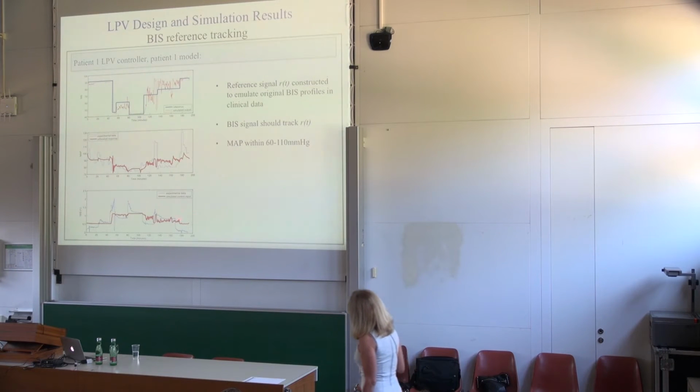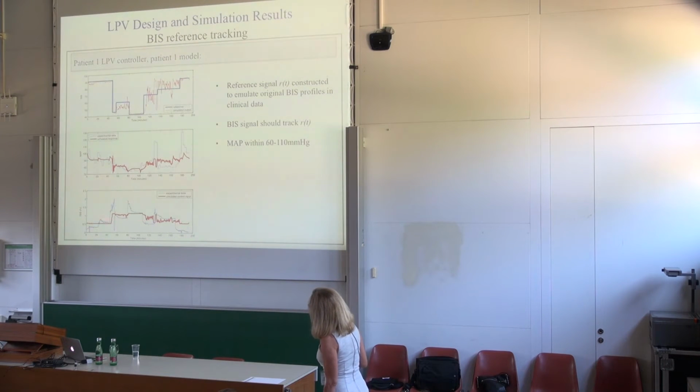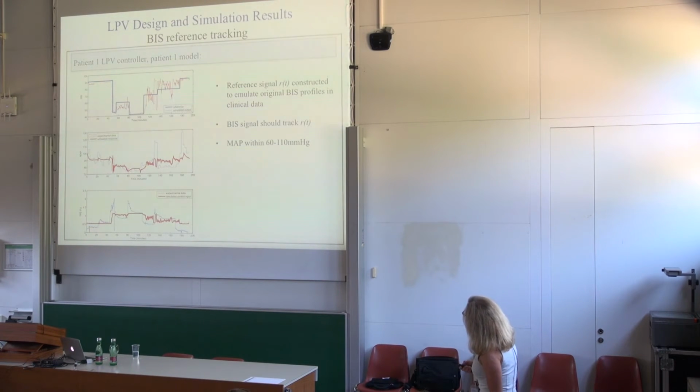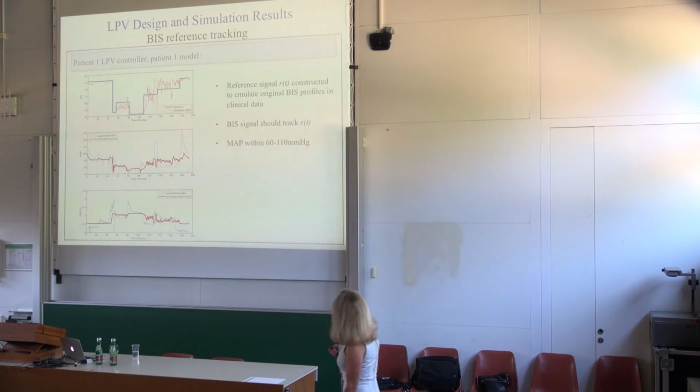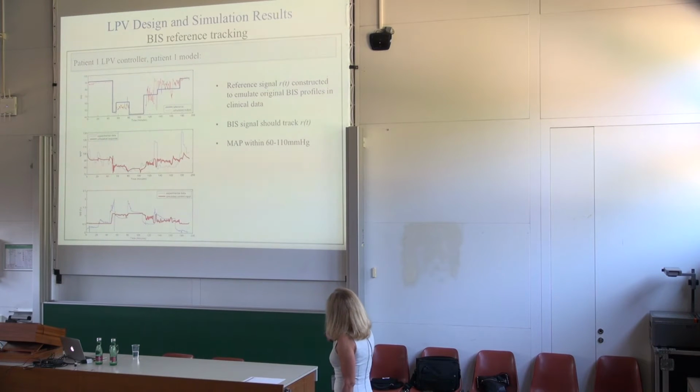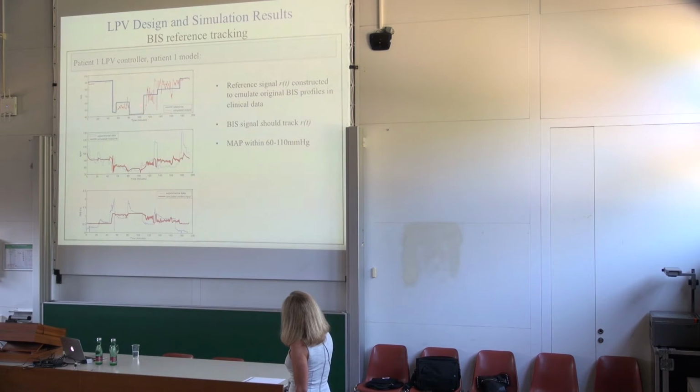And we're also looking at how much control effort or anesthesia is actually required to attain essentially the tracking and maintaining the MAP within a pre-specified range. So this is a patient 1 control design with patient 1 model, basically. And as you can see, we did a pretty good job of tracking the BIS signal early on, but when we got near the switching threshold, so this is actually one of the hardest cases, we tried to look at what happens when we're near that switching threshold.